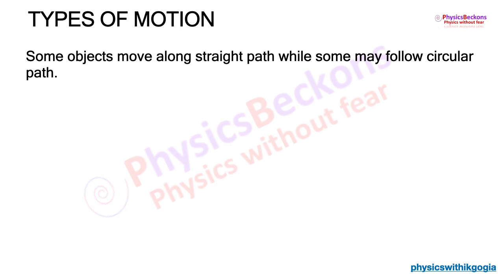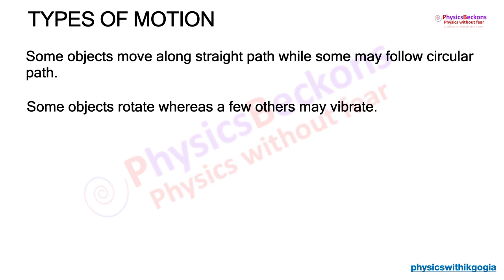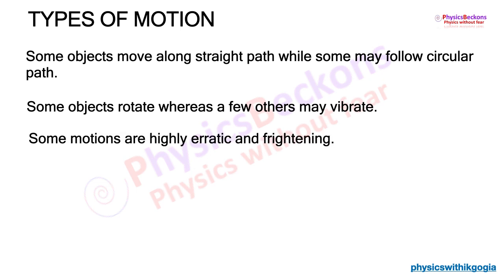Some objects move along a straight path, while some others may follow a circular path. So, here we are talking about the types of motions. Motion along a straight path is called linear motion or rectilinear motion, whereas motion along a circle is called circular motion. Some objects rotate, such motion is called rotatory motion. Some objects vibrate, we call it oscillatory motion, like the bob of a pendulum.